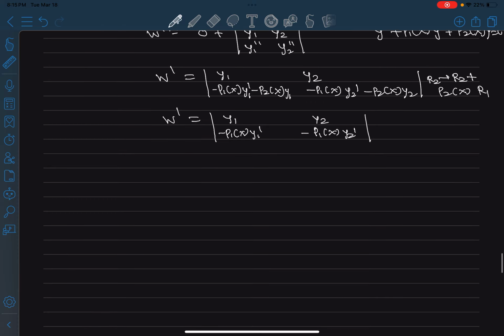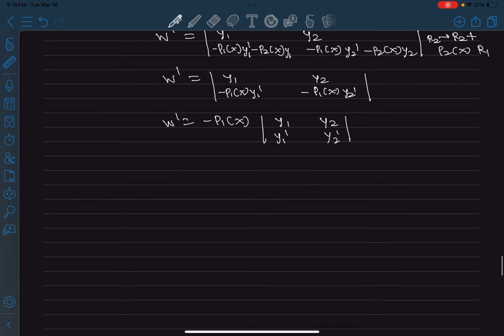Now I think you know that if a row or a column is multiplied by the same thing, you can take that common, right? If you use that property, you might notice that this determinant just becomes the Wronskian again. And that's an important thing for us. Now we see that this Wronskian prime is just negative of p1 of x times Wronskian again.